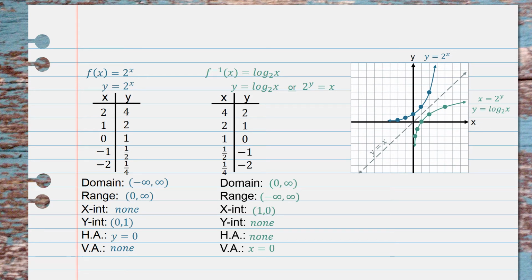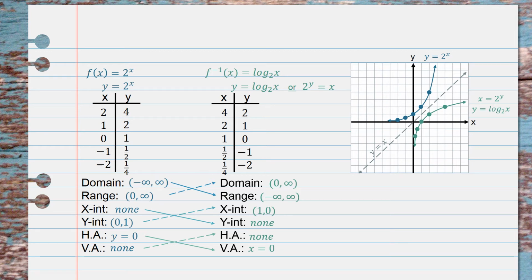Also, look at your domain. Your domain became your range of the inverse, and your range became your domain. They switched because the characteristics of x now became the characteristics of y. Also, look at your intercepts. They too switched. And your asymptotes, they too switched. All because you switch the x and the y, which means all characteristics change.